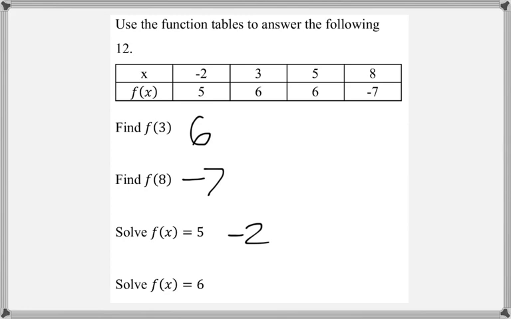And similarly with f of x is equal to 6, that actually happens in two places. If you plug in 3, you get 6. If you plug in 5, you get 6. So both 3 and 5 work for that. So similar to how we did functions as equations, it's kind of the same thing, but this is in table form.